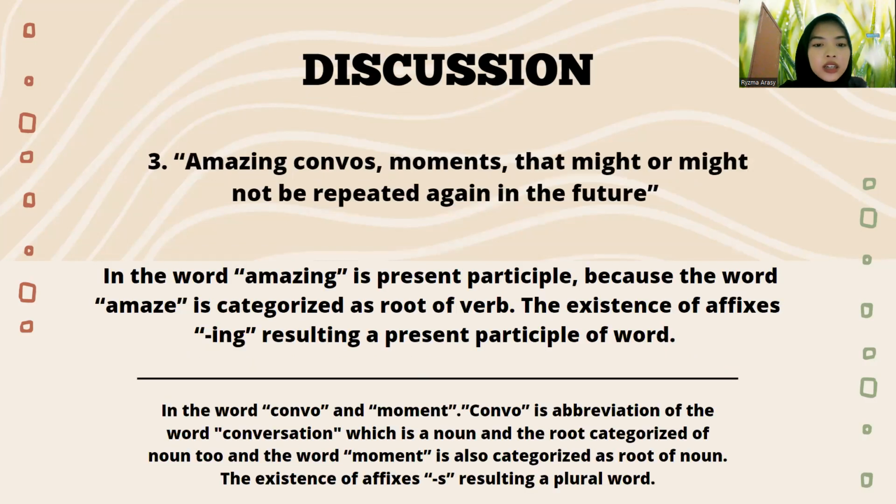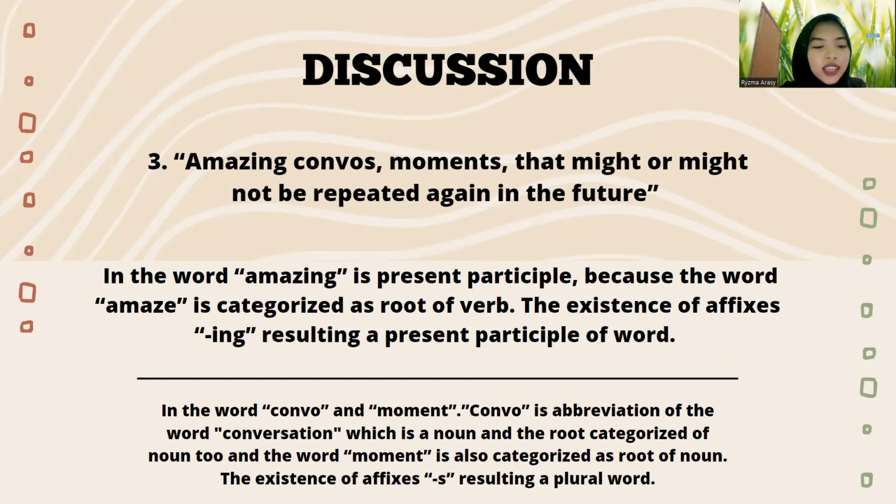Next sentence is "amazing convo moments that might or might not be repeated again in the future." There are 3 types of inflectional morpheme in this sentence. The first is in the word amazing, which is present participle because the word amaze is categorized as root of verb. The existence of affix ing results in a present participle word.